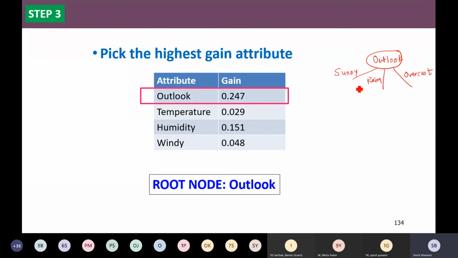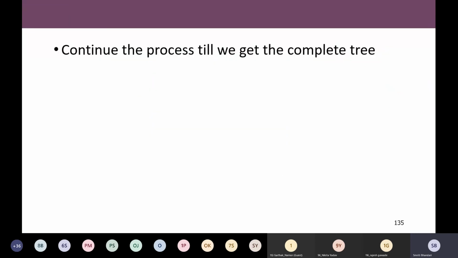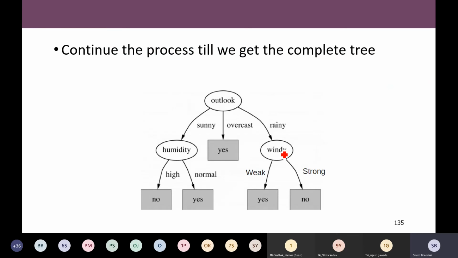So now in the next iteration, what we are going to do is identify the attribute here as the decision node. The similar procedure we are going to follow to come up with these decision nodes. As I stated, we are going to continue this process till we get the complete tree.